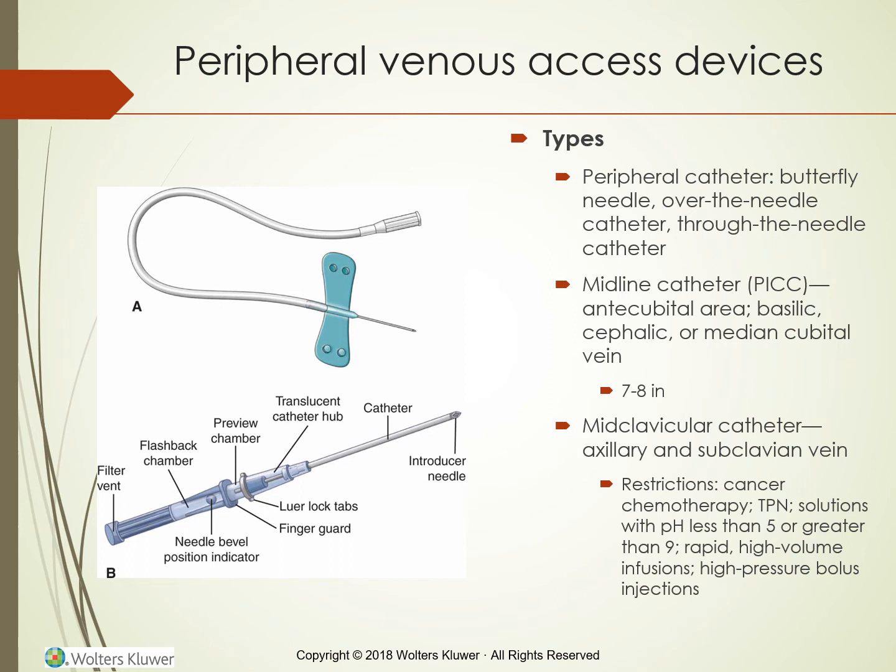Registered nurses who are certified may insert tunneled venous access devices, such as a peripherally inserted central catheter or a PICC line, PICC, or a midline catheter. Depending on the manufacturer, a PICC may measure 11 to 27 inches to reach from the median basilic vein to the superior vena cava, depending on the size of the client.